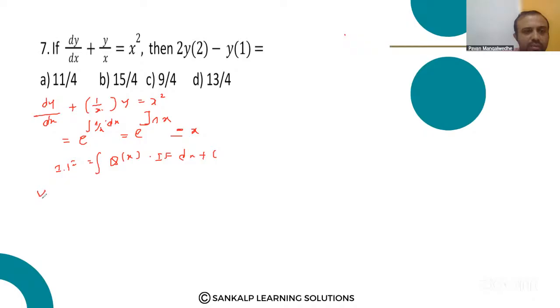So it can be written as y into x equals the integration of x square plus x into dx. Sorry, it is not x square plus x, it is x square into x dx plus c. So integration of x square into x, that is integration of x cube dx plus c. Integration of x cube is x raised to 4 by 4 plus c.